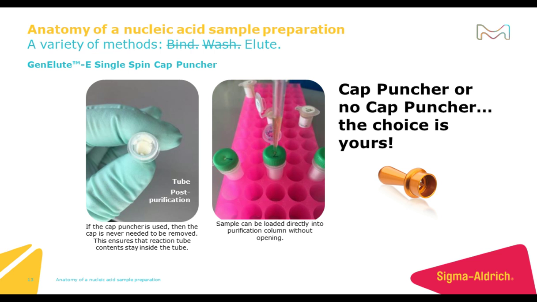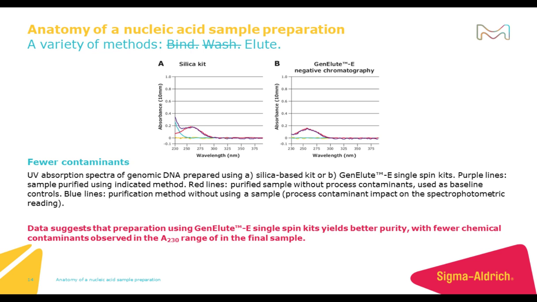All you have to do is load your sample directly onto the resin bead after unscrewing the cap. Just remember to keep the cap loosened a quarter turn if no hole is punched in the cap. One spin and you're done, and now you have a GenElute E purified nucleic acid.